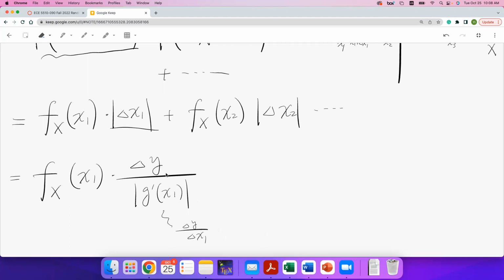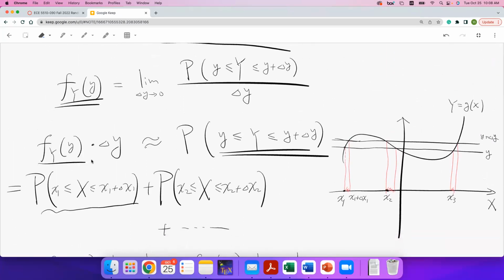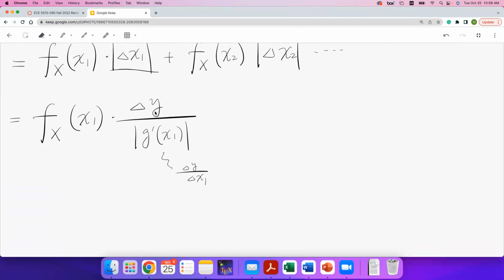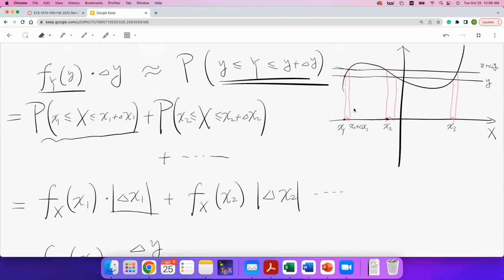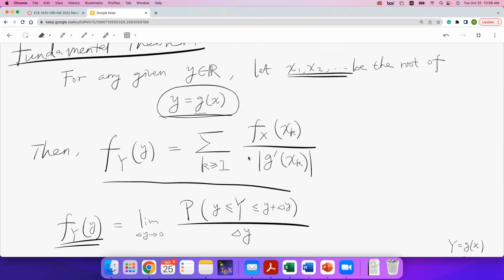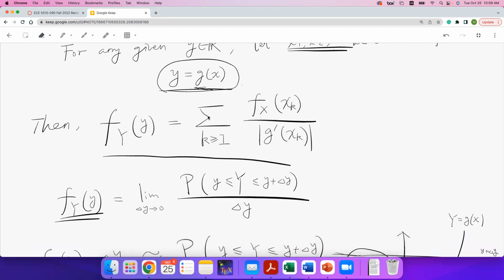So in the end, this delta y can be canceled because we start from fy times delta y. If you cancel this delta y, assuming delta y is very, very small, you end up with fx at the root divided by the derivative at the root, and then sum over all the roots. So this is, intuitively, how we get the formula for this PDF function. It depends on the roots of this transformation function. So we can directly apply this formula to calculate the PDF.